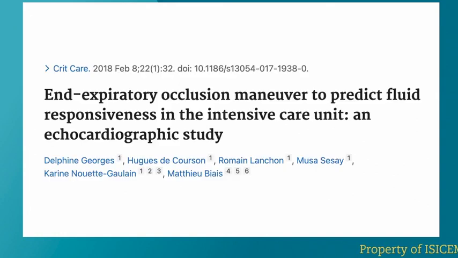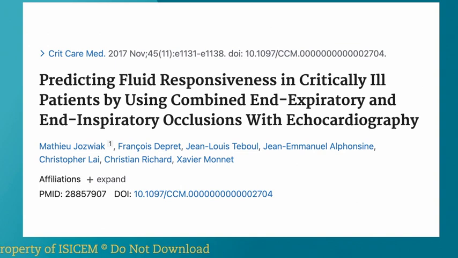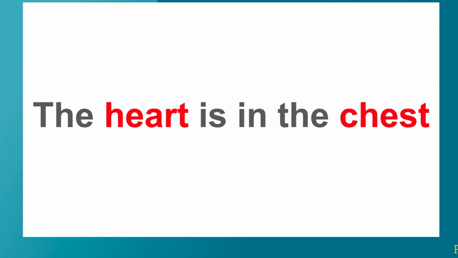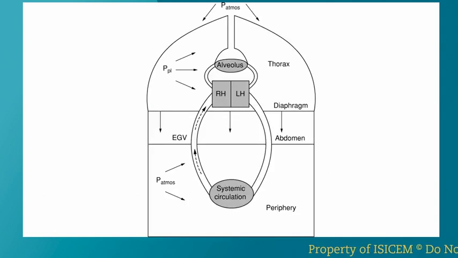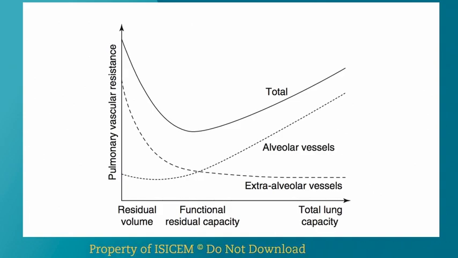That obviously also brings us to ultrasound as a means to predict fluid responsiveness. There have been many studies on this. Probably the best is to do combined expiratory and inspiratory occlusions and measure the left ventricular outflow tract velocity time integral, so you can see the variation. And all of this reminds us that the heart is still in the chest. So when you set the ventilator, you need to take into account all the different effects of the pressures within the thorax and outside the thorax. And yeah, this is obviously well known to you.